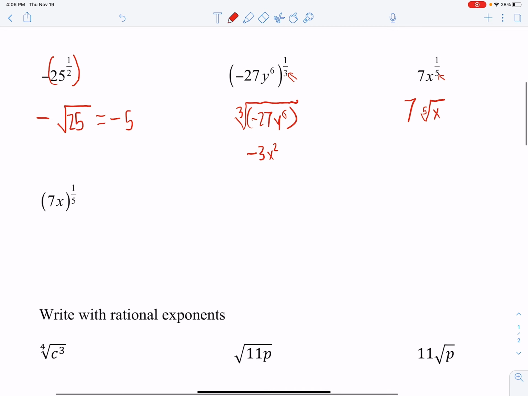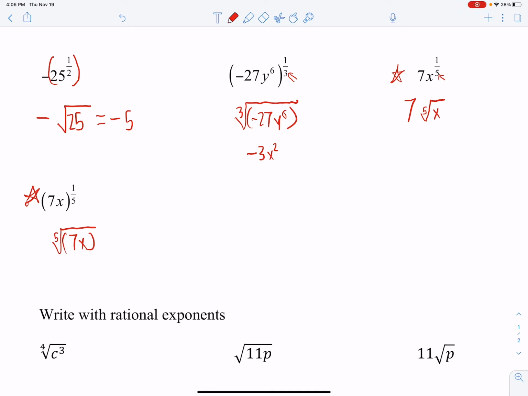Now comparing that with the next one, here we've got 7x in parentheses raised to the 1/5. The whole parentheses is raised to the 1/5, so the whole parentheses goes under the root. And we would get the 5th root of 7x. So make sure you notice the difference between those last two examples.